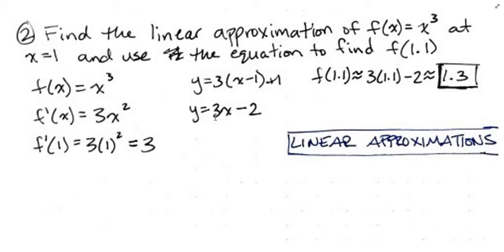But we're not done. We're not asked to find the equation of the tangent line. We're asked to find the linear approximation and find f of 1.1. So what do we got to do? We got to plug in 1.1. We go over here, we plug in 1.1. Easy calculations. It's about 1.3. Boom. Don't make linear approximations more complicated than they should be. You're finding the equation of the tangent line and plugging in the value they tell you. If you want more help, check out my video on linear approximations.